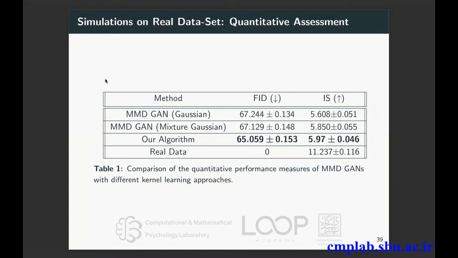As you can see, our algorithm produces better results compared to MMD GAN with Gaussian and mixture Gaussian kernels when you fine-tune their bandwidths. So even though you probably cannot see it from the figures, the quantitative results show that the performance of our approach is better.